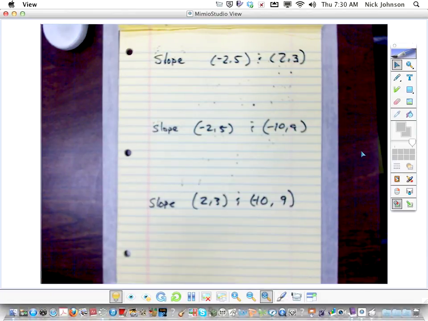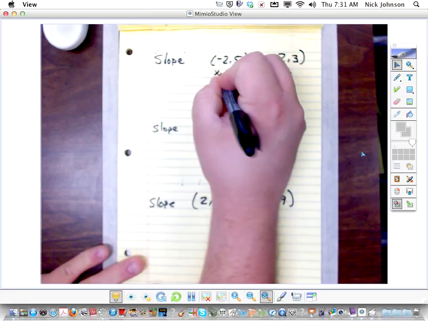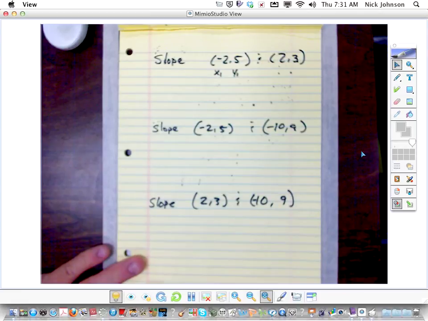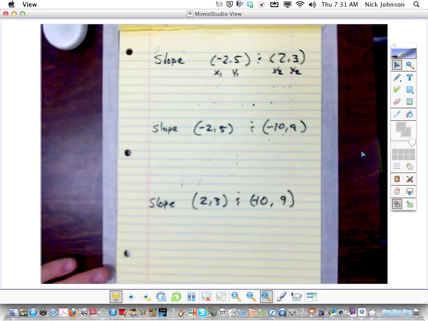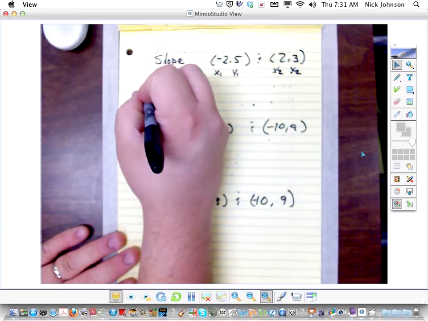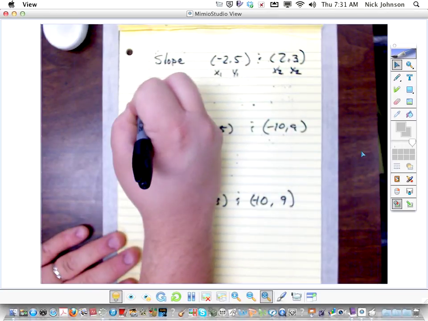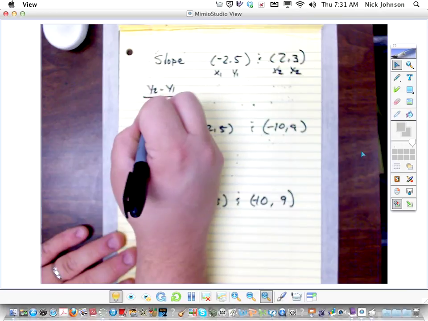Don't forget your symbols. So looking at this, what I need to do is make sure that all these slopes are the same. If they are the same, then all these points lie on the same line. Seems like a lot of work. It's not that much. I call this x1, y1 because that's the first thing I come to. I call this x2, y2 because that's the second thing that I come to. Use my slope formula.